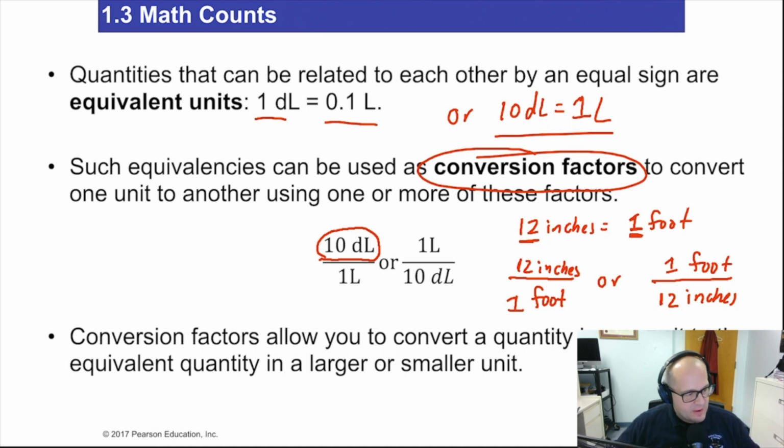Now, I didn't even think about it. I just put one unit over the other, and then I inverted it, and then put the numbers where the units were. Remember, the units are married to their number. So the 12 went with the inches. The 1 went with the foot. That's how it always works, and it's very simple.